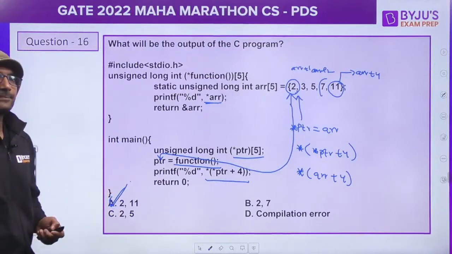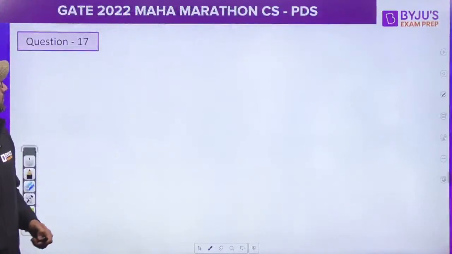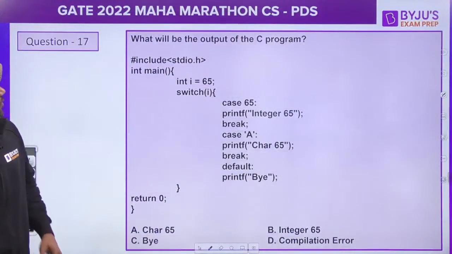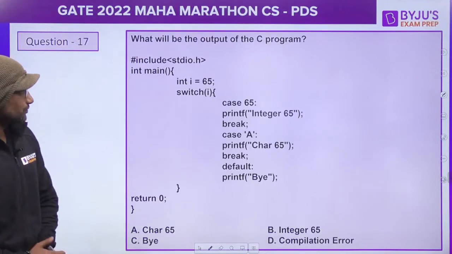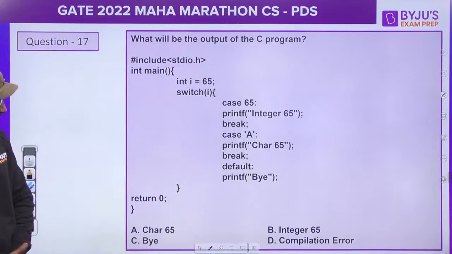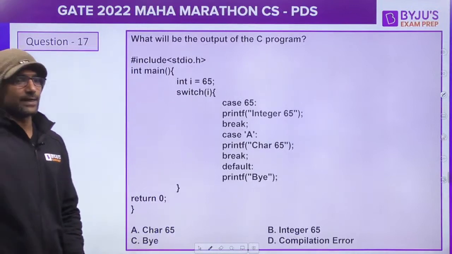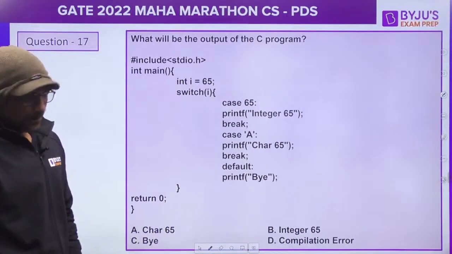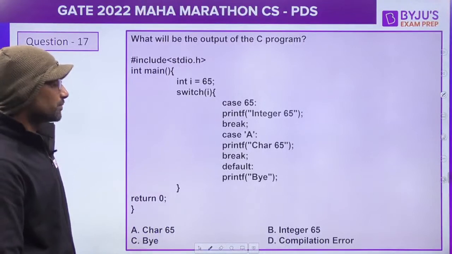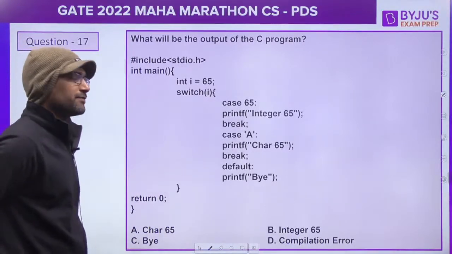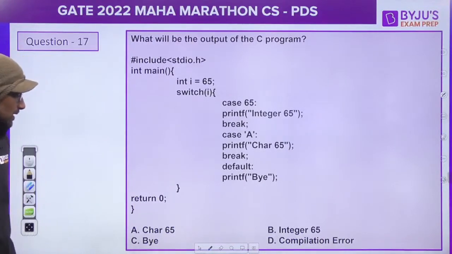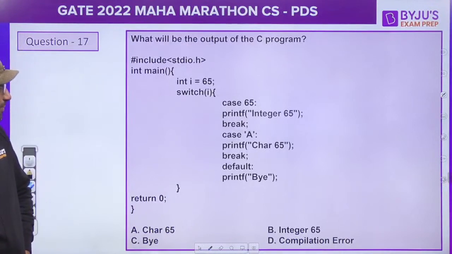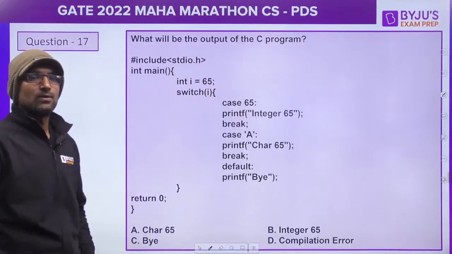Next, what will be the output of the C program? Int I is equal to 65, switch of I. Case 65, printf integer 65, break. Case 'A', printf char 65, break. Default, printf bye. So options are char 65, integer 65, bye, or compilation error. What would you get?